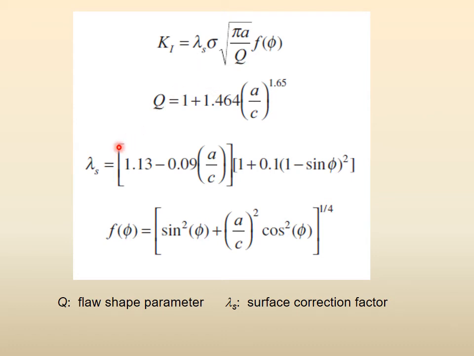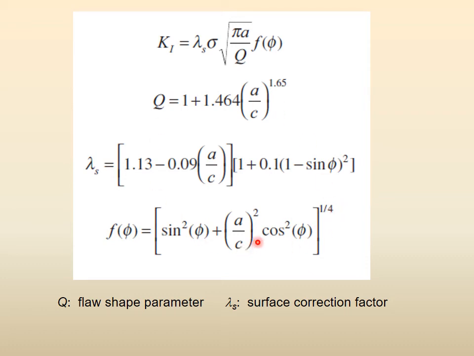This lambda s is 1.13 minus 0.09 a upon c, and this whole thing into 1 plus 0.1, 1 minus sine of phi square, right? So again, this a by c part is very simple. This is not an issue. The phi is also not an issue, isn't it? As soon as the phi is given for any point, you can find it. The f of phi is sine squared phi plus a by c cos squared phi whole raised to 1 upon 4 power. So you see, all these are nothing.